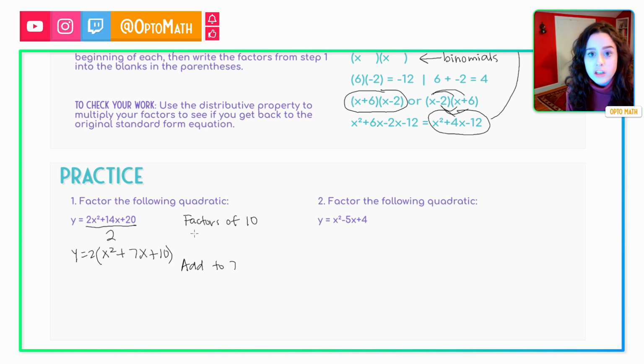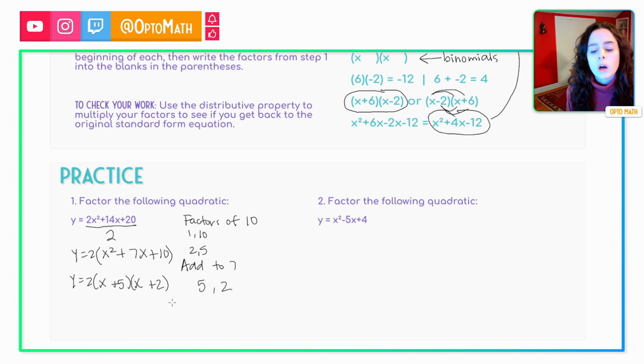Okay, so what are some factors of 10? 1 and 10 and 2 and 5. So 5 plus 2 is 7. So those are going to be our two numbers to go into our parentheses. So remember, we're supposed to set up our parentheses, x blank and then an x blank. Then we simply write these in. Plus 5 because it's a positive 5, and plus 2 because it's a positive 2.